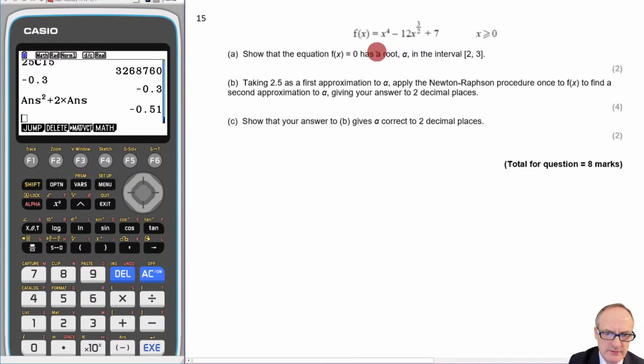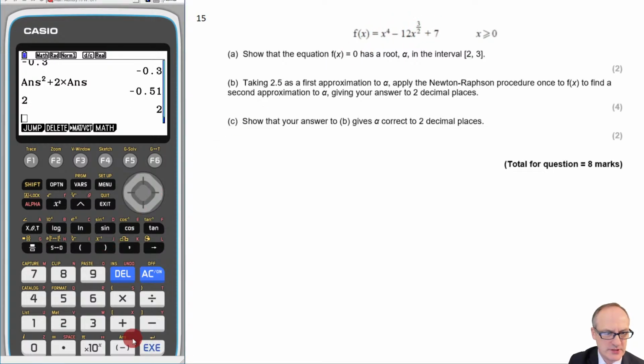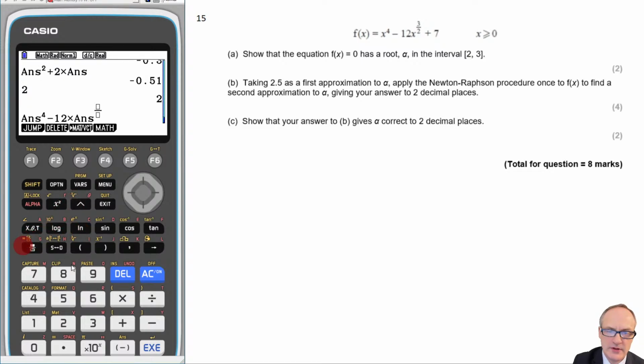Right, so let's get right into this question. To show that this equation has a root alpha in the interval 2 to 3, we're going to put both 2 and 3 into this formula. A little trick is to type in 2 and press execute. Then you type in answer to the power of 4, and then minus 12 times the answer to the power of 3 over 2.